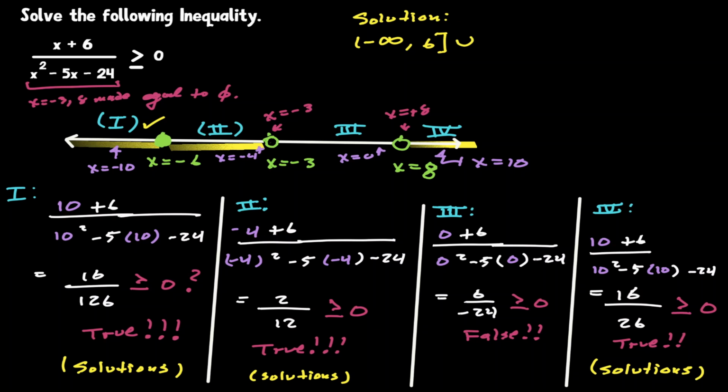And then union our second interval, which is from -6 to -3. But -3, we cannot include it, so let's do a curved bracket. Union, and then from +8 to +infinity. But remember that we cannot use +8, so let's use a curved bracket.